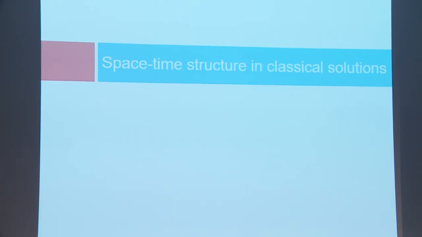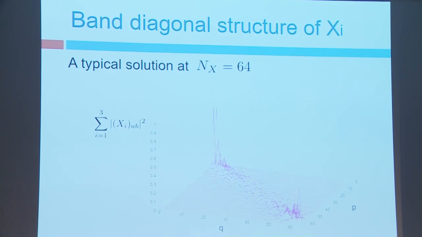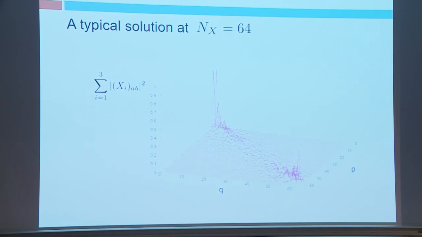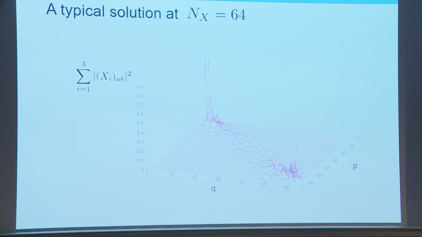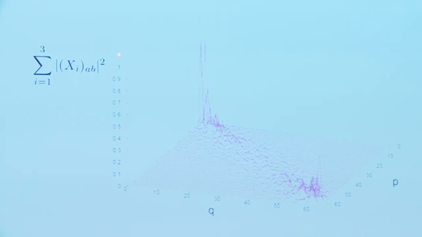Now let me show you the space-time structure in a classical solution. We have obtained many solutions, but we will show you a typical solution. We show you the band diagonal structure of X_i. This is a matrix where we plot this quantity, the absolute value of the element X_i,AB.